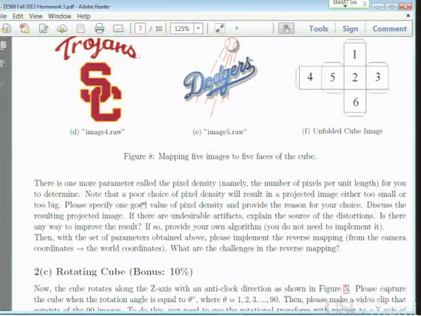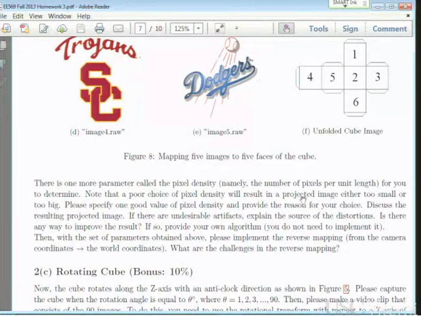A poor choice of pixel density will result in a projected image either too small or too big. So suppose the pixel density is too large. Then you will use the 200 pixels in a very small region, so the image will be very small. If the pixel density is very large, the image is very small; if it is very small, you can have something very, very big, and it's very distorted.